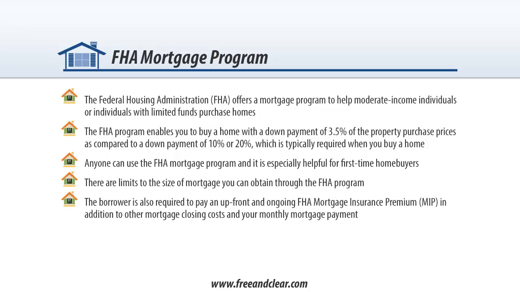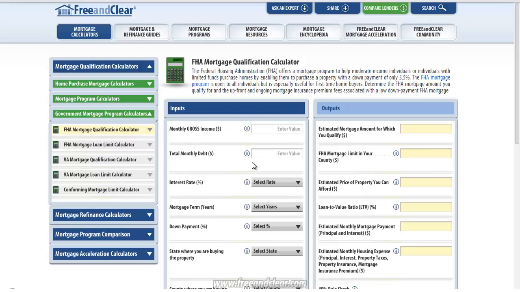The FHA mortgage program is open to all individuals, but is especially useful for first-time home buyers. There are limits to the size of mortgage you can obtain through the FHA program, and the borrower is also required to pay an upfront and ongoing FHA mortgage insurance premium in addition to their monthly mortgage payment. The loan limits vary by county and the number of units in the property you are buying, and the mortgage insurance premium depends on the mortgage size and term and the loan-to-value ratio, or the size of your down payment. I'm going to walk through the calculator now.